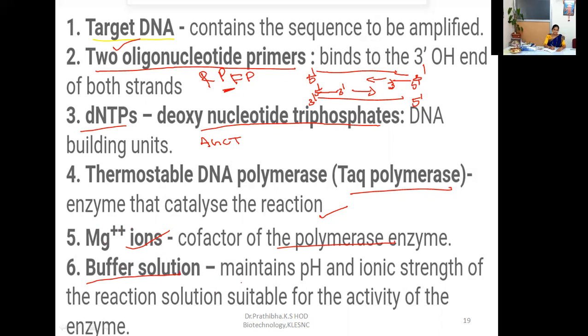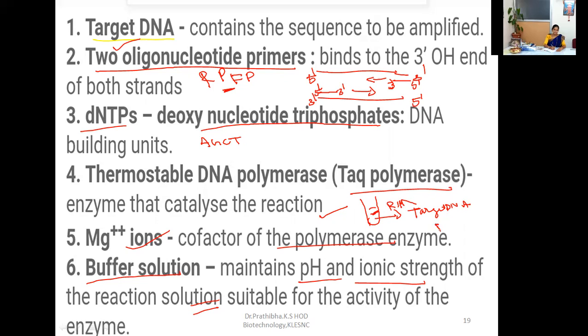This buffer solution we are using in the PCR machine tube maintains the pH and ionic strength of the reaction solution, which are suitable for the activity of the enzyme. So in this particular reaction mixture, all this will be suspended. Let us imagine, you can see here the reaction mixture. In this reaction mixture, you are going to suspend the target DNA.